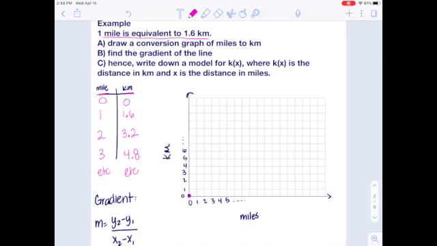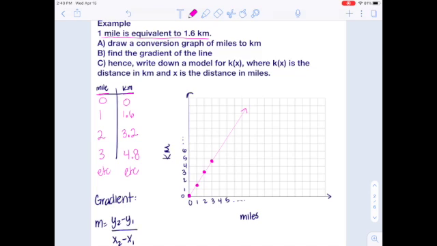So when we go and do our graph, we're going to go 0 miles equals 0 kilometers. At 1 mile, that is 1.6, about halfway. And then at 2 miles, you've got 3.2, slightly above 3. And then 3 miles we know is 4.8. You could continue this, but this is sufficient for me. I'm going to draw a nice little straight edge, maybe with my Student ID card.